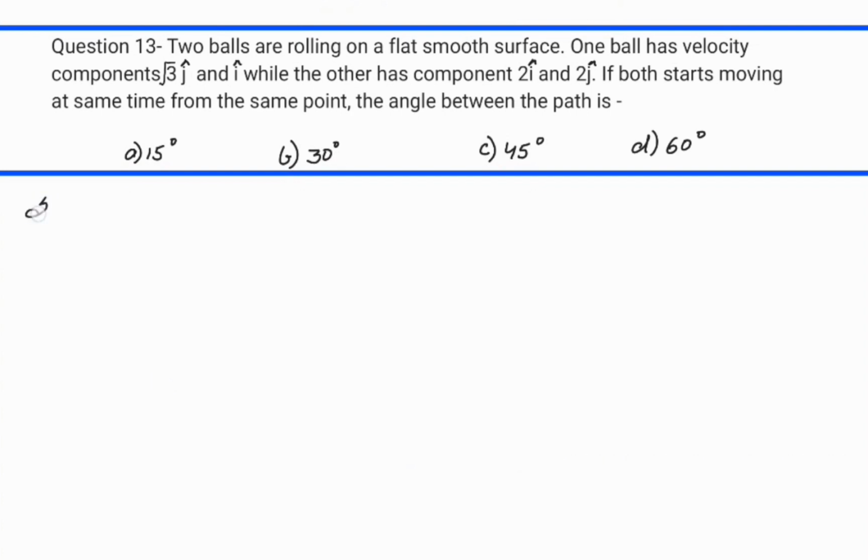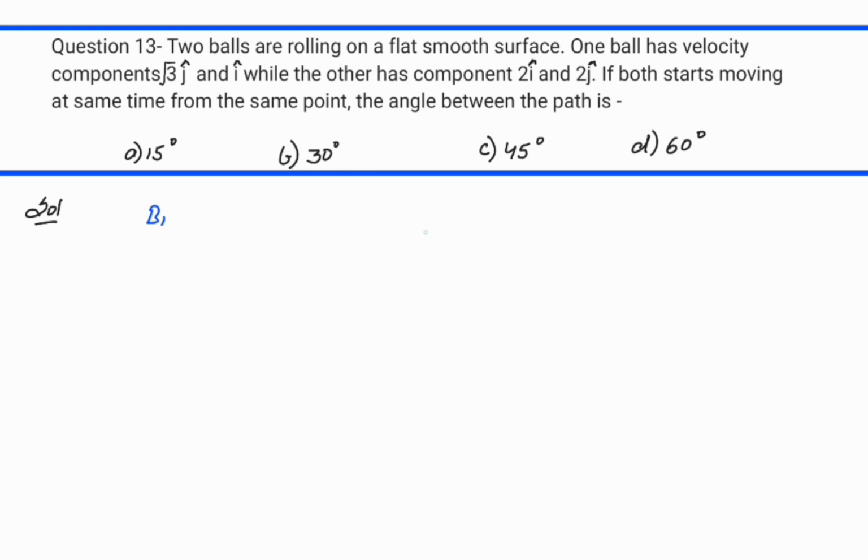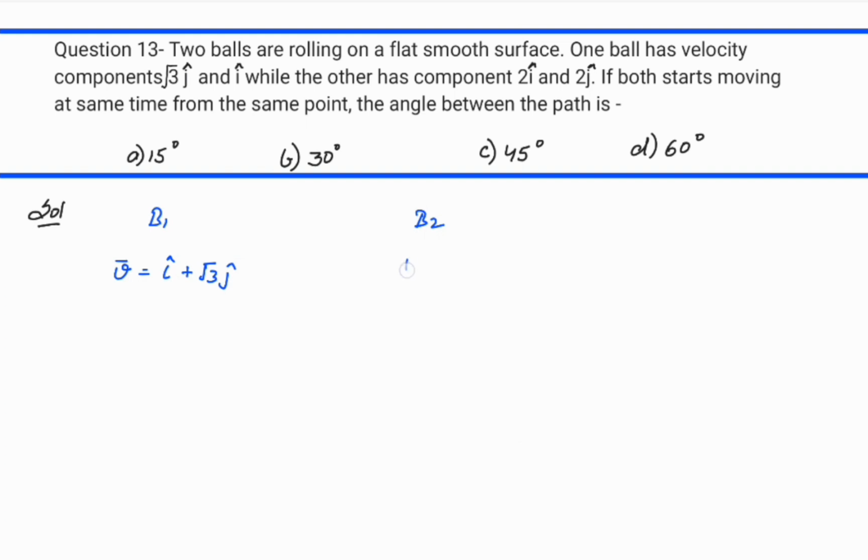Okay, let's see, it's also a very easy numerical. Here we have two balls, ball number 1 and ball number 2, and the velocity is given. For the first ball, velocity is a vector quantity, and two components are given: the x-axis component and the y-axis component. It means we will write i cap plus root 3 j cap. This is the velocity vector for the first ball. And what is the velocity vector of the second ball? This is V1 and this is V2. The x-axis component is 2 i cap and the y-axis component is given as 2 j cap.